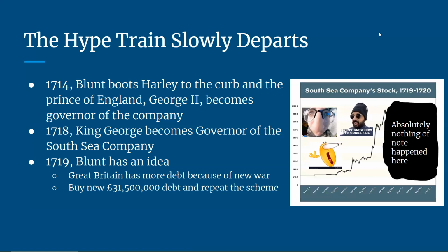And in 1719, Blunt had another idea. Great Britain had more debt than it had ever had because it couldn't help itself from thirsting for the blood of its neighbors. Britain was now £31 million in debt, and the South Sea Company wanted to buy that debt at £7.5 million to repeat their initial scheme of converting the debt into company shares. To actually generate profit from this scheme, the value and volume of stock sold would have to increase. This leads into the year 1720, when the bubble starts to expand rapidly and the hype train becomes unstoppable.